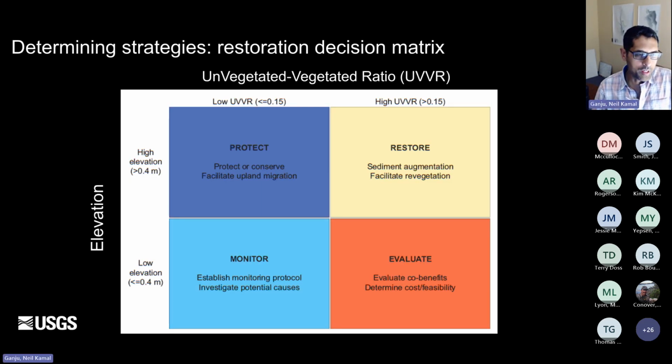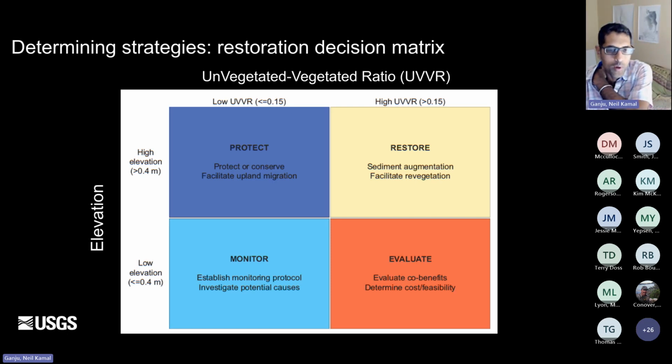I thought of this really simple decision matrix. You have UVVR on the x-axis, elevation on the y, and we're just binning high and low. We know that high elevation is good because you have elevation capital. We know that low UVVR is good because you've got complete vegetative cover, which scales with your ecosystem services. And we know that low elevation is bad. So we picked an arbitrary threshold, 0.4 meters in the case I'm going to show you here, and again, that UVVR value, 0.15.